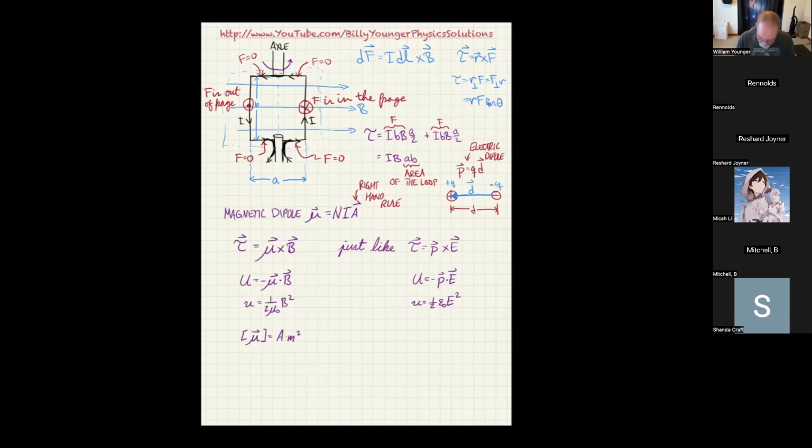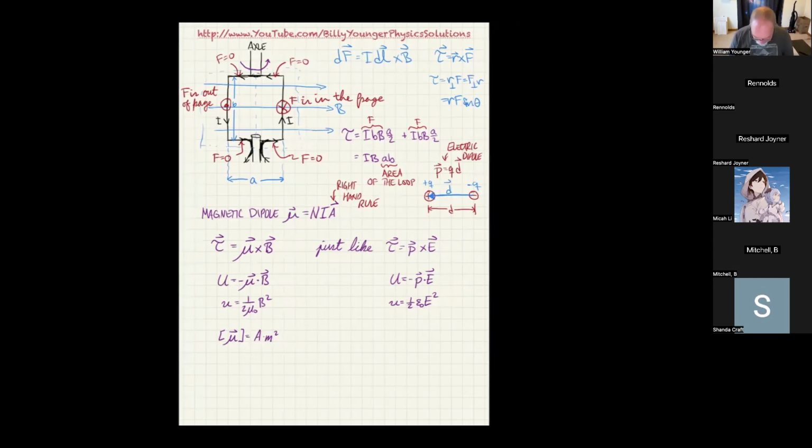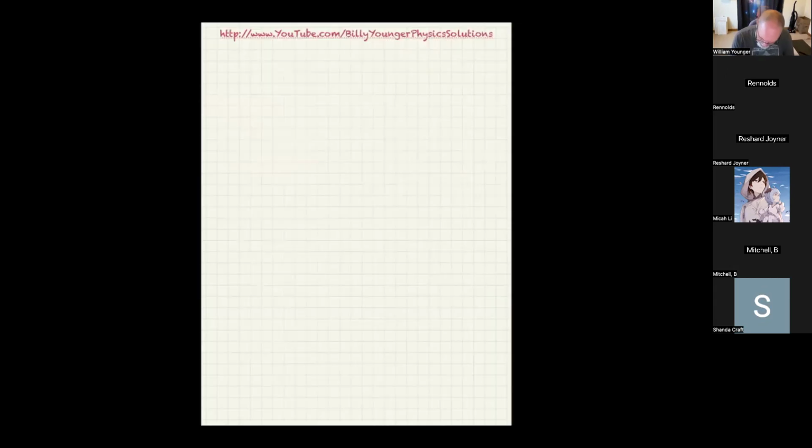Okay, so that's actually what the units are. That's something you need to know, something you can work with, so on and so forth. But now I also need to show you one more last thing. We've already talked about dF being equal to I dL cross B.